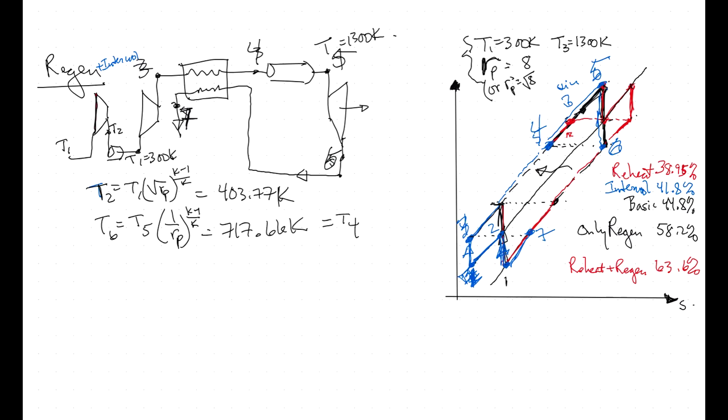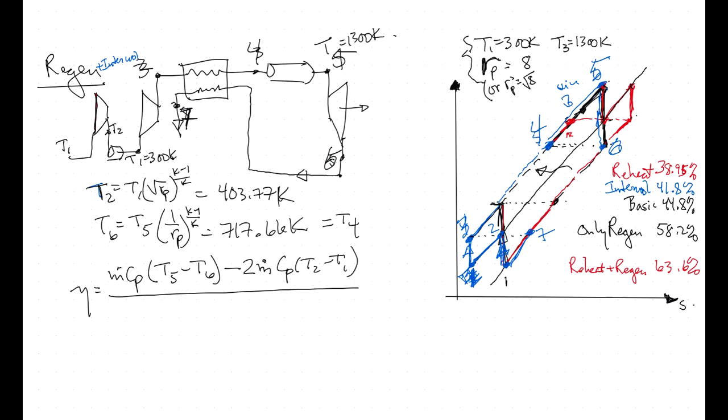And that's it. Okay. So now we can do the efficiency. It's going to be equal to the power out of the turbine, m.cp (T5 minus T6). So T5 is my Tmax. It's going to be 1300 minus 717. Minus the power going into the compressors. There's two compressors with the same power, m.cp (T2 minus T1). Divided by the Q in, well, the Q in now is m.cp. So I have to heat up to T5 starting from T4, which is equal to T6. Put it here. Okay, so if we punch all of these numbers in, did I calculate it? This is intercooling plus regen.